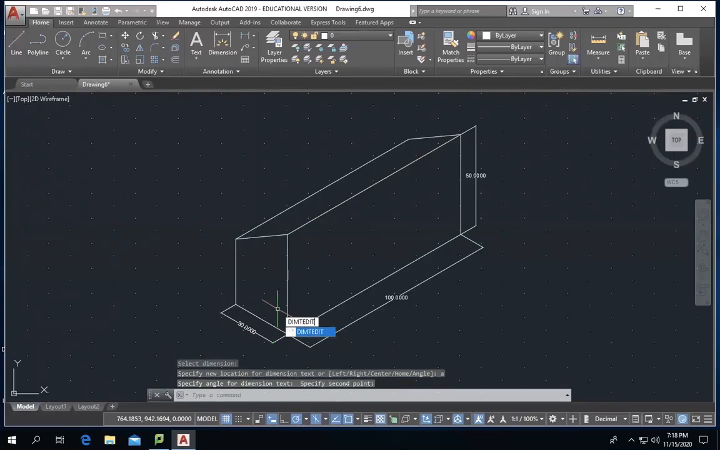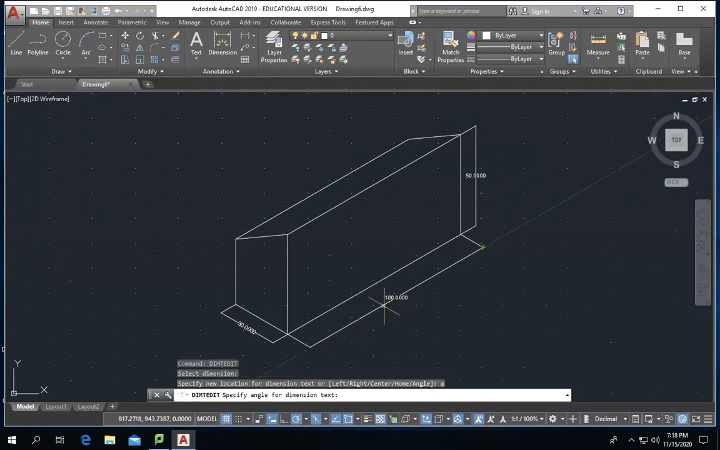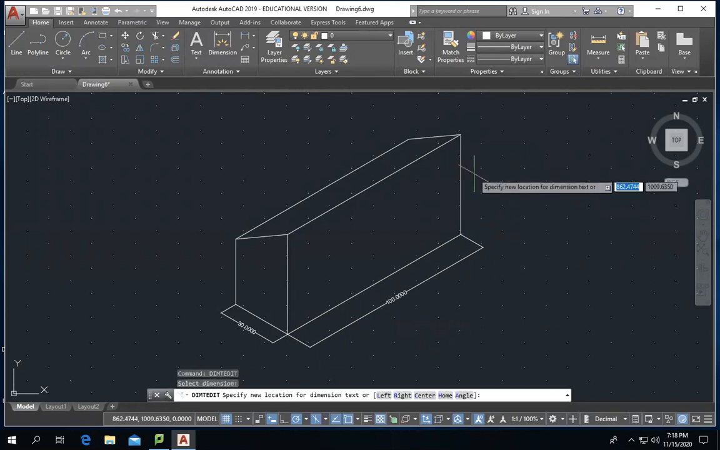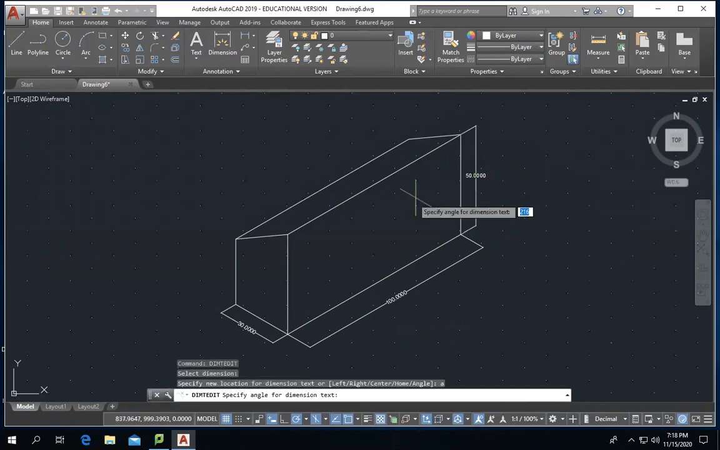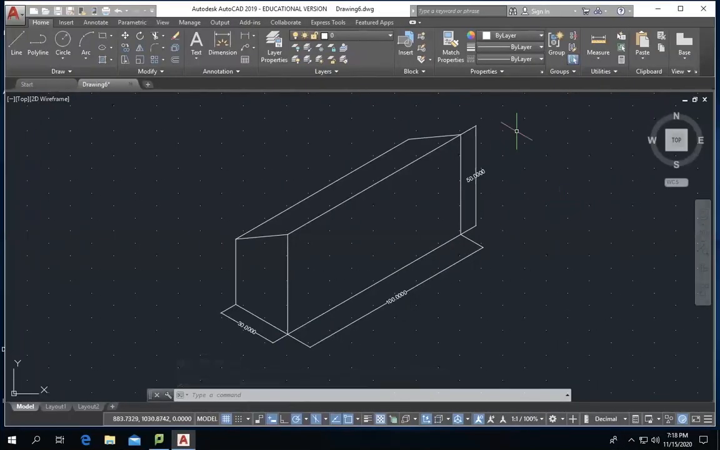Dim T edit for our 100, type A, and then you're just going to go left to right. That one's perfectly aligned. And once again, you go left to right, and then that's it. We now have our drawing exactly as it should be.